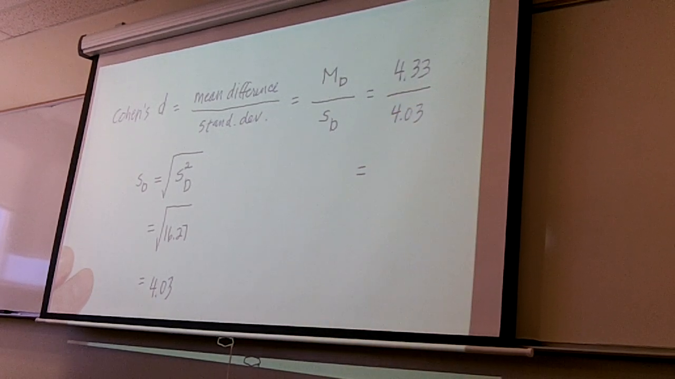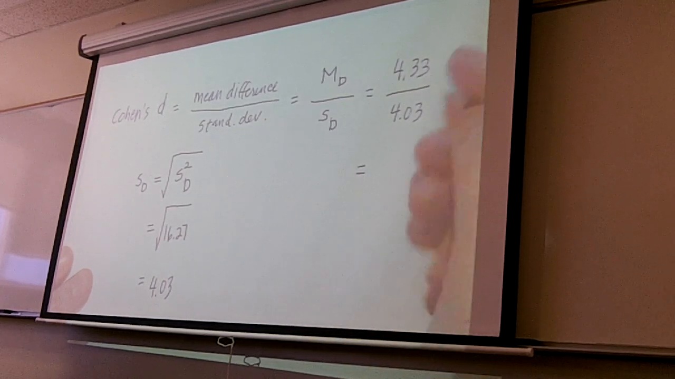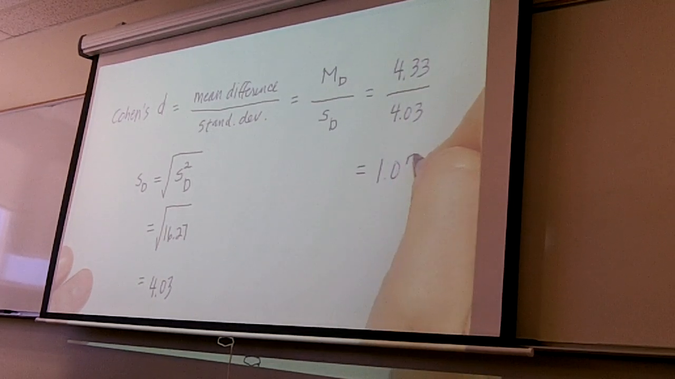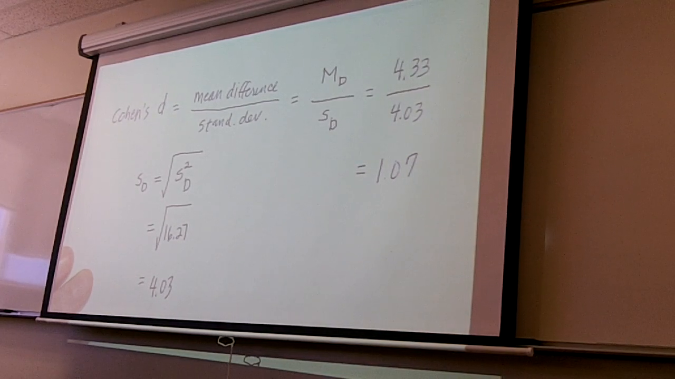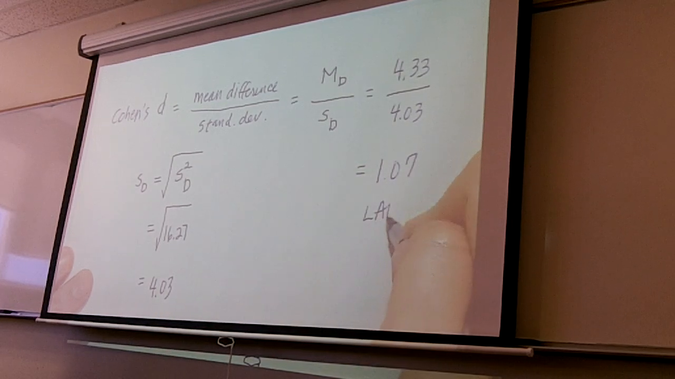So what is my Cohen's d? 1.07, I have a vote for. Yes? All right. I got the thumbs up guys in the back. They're like, yes! All right, 1.07. And given what we know about Cohen's d, is that a small, medium, or large effect? Large. Very large.